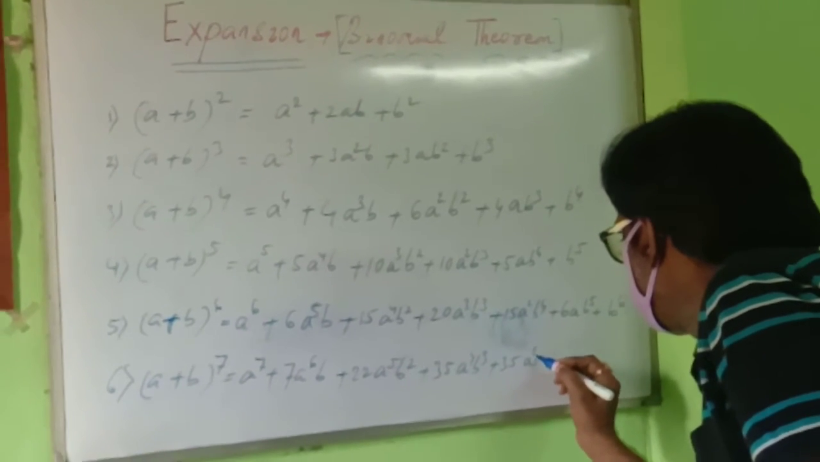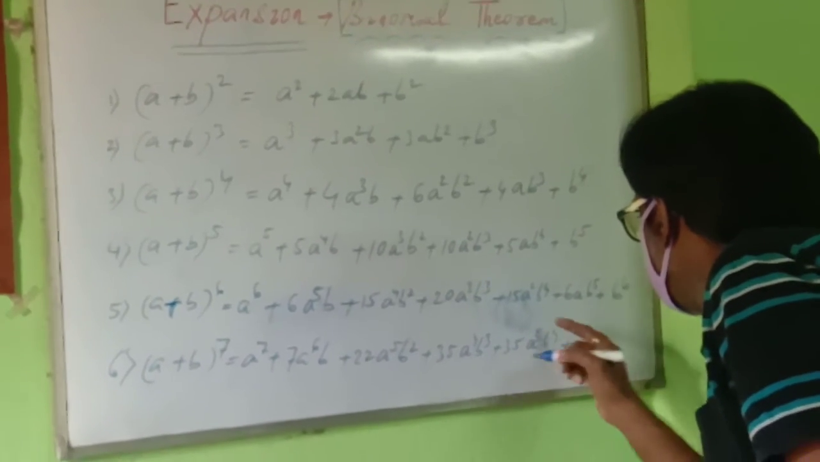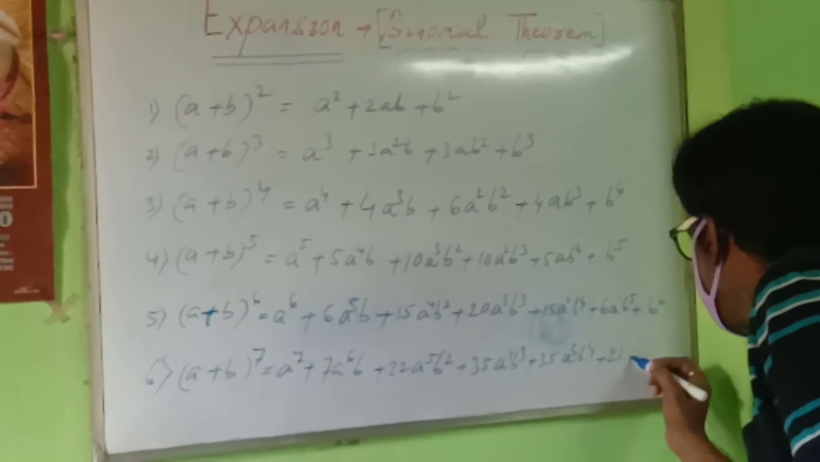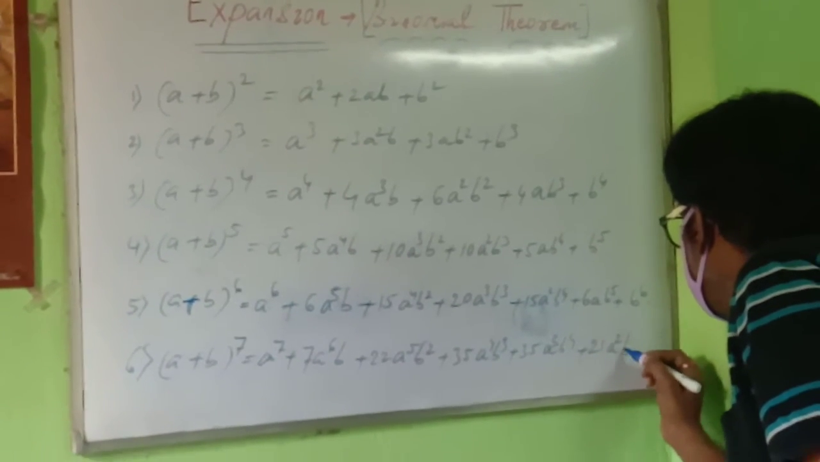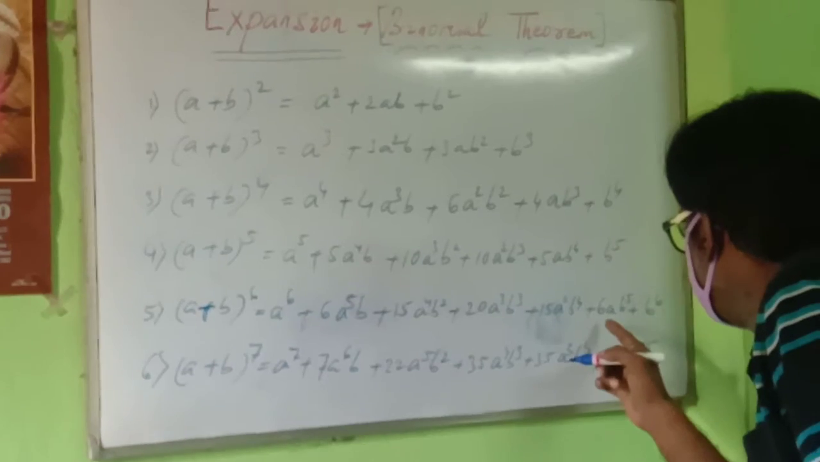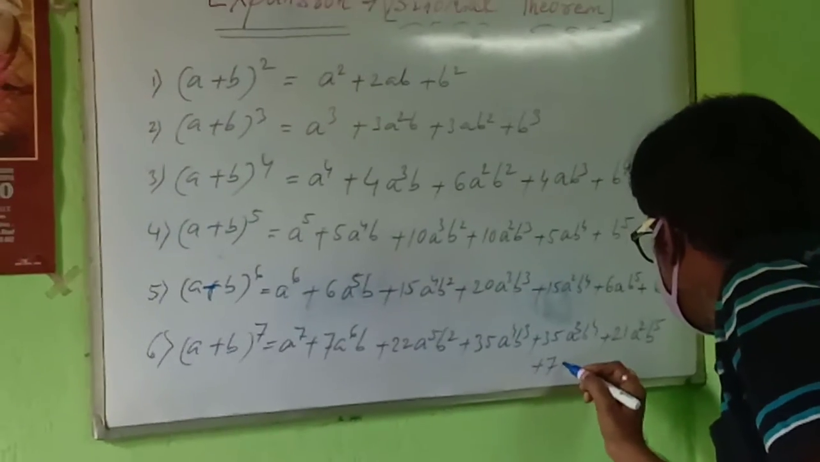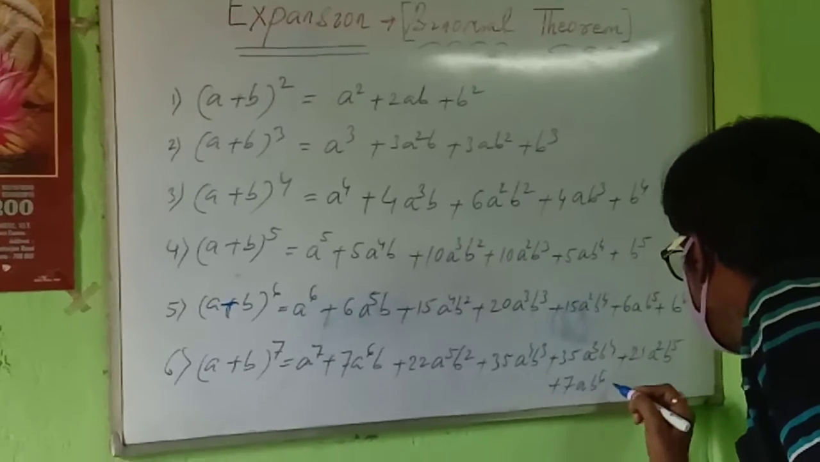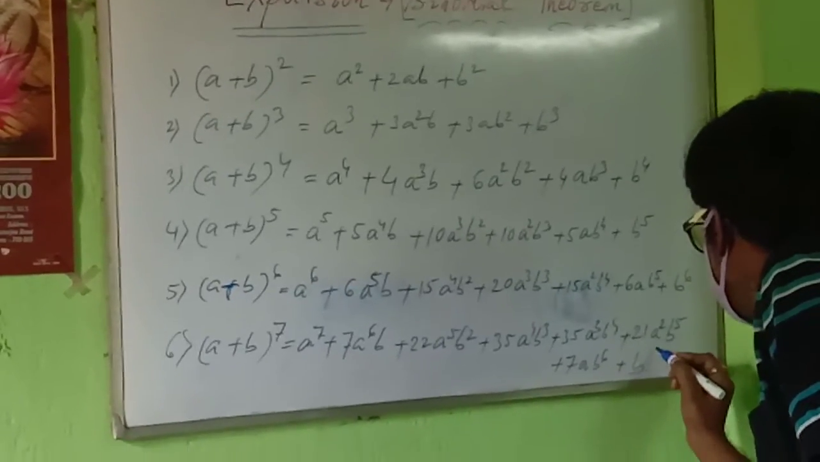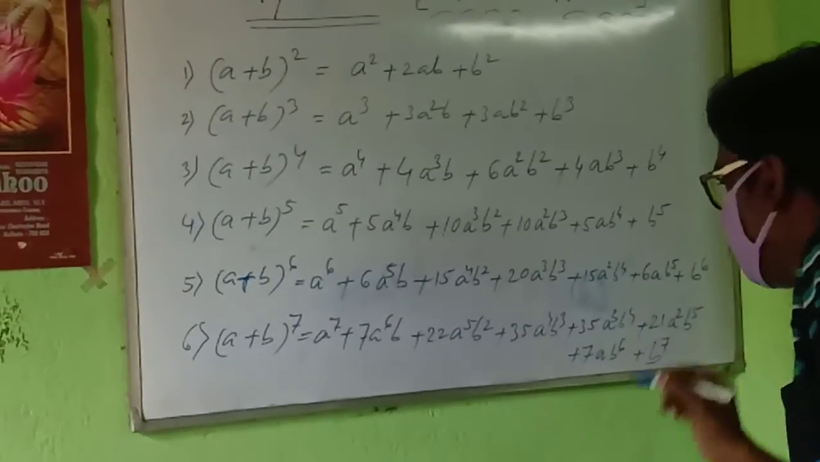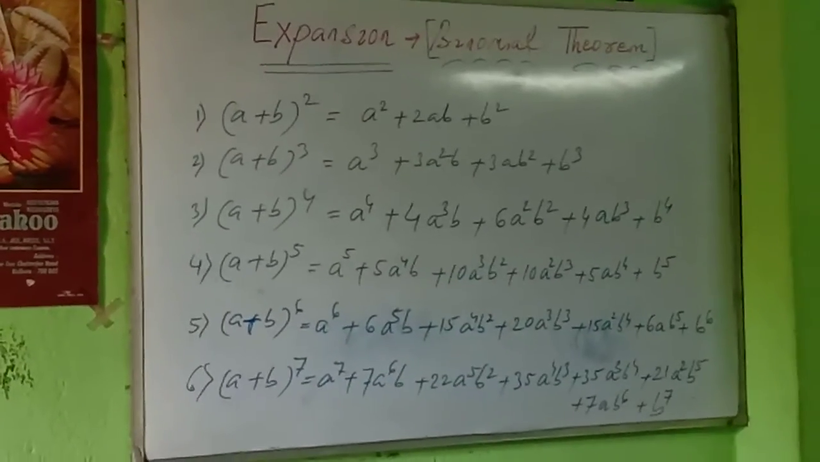35 a cube b^4. 15 plus 6, 21 a square b^5. And next it will be 6 plus 1, 7 a b^6. And last it will be b to the power 7. Okay, this is the way of expanding the binomial theorem.